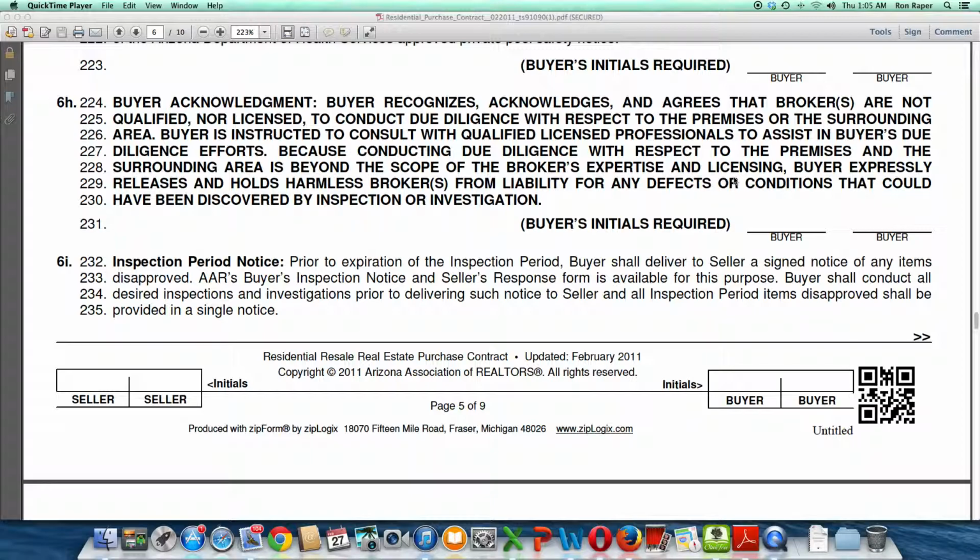And licensing. Buyer expressly releases and holds harmless brokers from liability for any defects or conditions that could have been discovered by inspection or investigation. Buyer's initials required. Buyer.